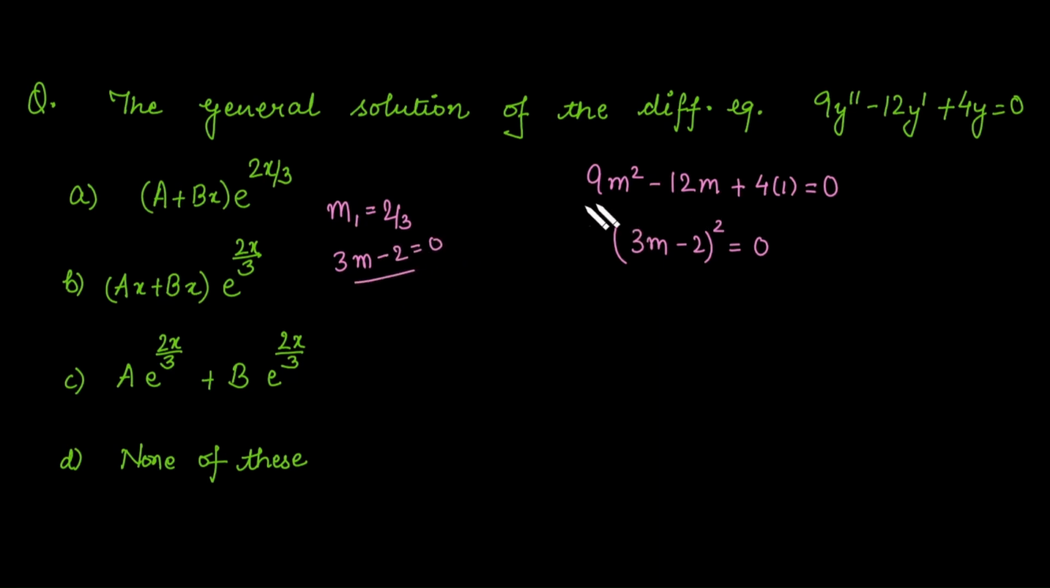So you can even check now whether the second factor is also this one or not, you can evaluate. So from here the values of m are 2 by 3 and 2 by 3. Roots are repeated, it means the answer is in the form of one constant plus second constant into x, e raised to power 2 by 3 into x. So this type of a form is available in option A.